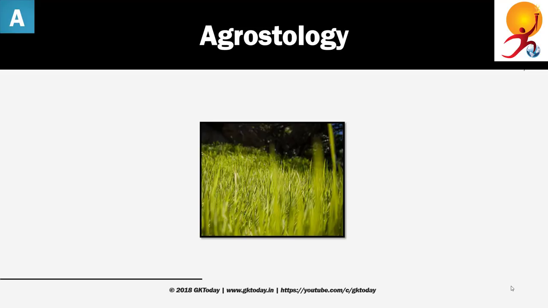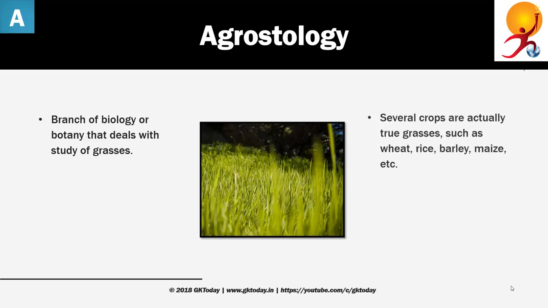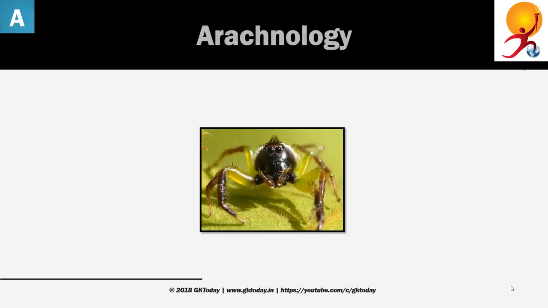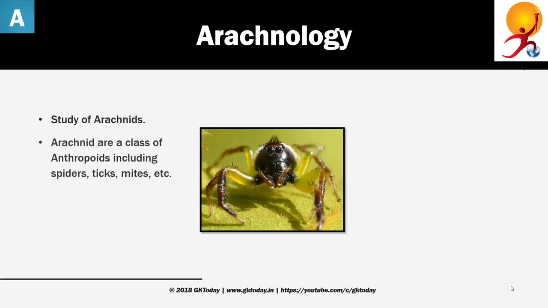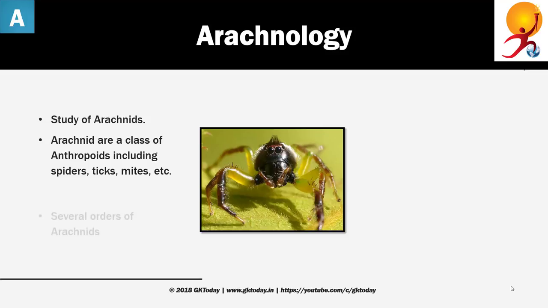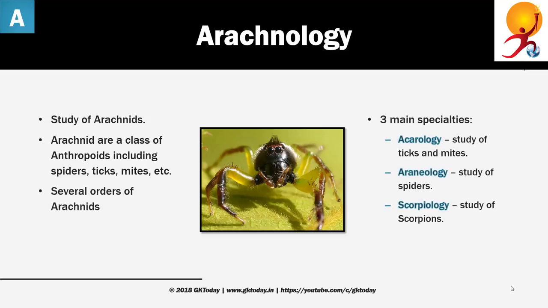Next is agroastrology, which is the branch of biology which deals with the study of grasses. There are several crops like wheat, rice, barley, etc., which are essentially grasses, and this deals with them. Next is arachnology, which is of course the study of arachnids, which is a branch of insects which includes spiders, ticks, etc. There are a lot of families of arachnids like ticks and mites, in which case it's called acarology. Study of just spiders is arachnology, and study of scorpions is scorpiology.